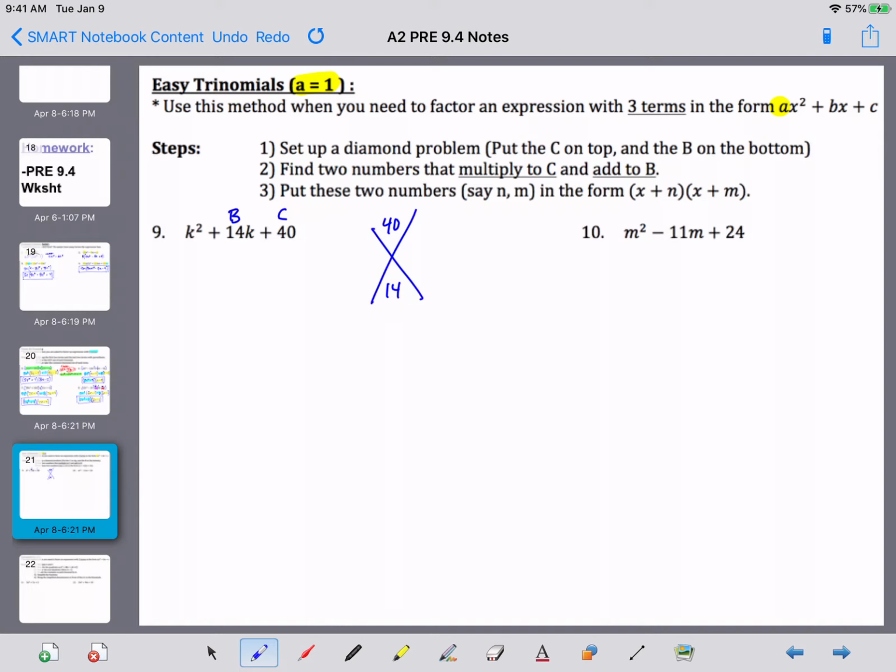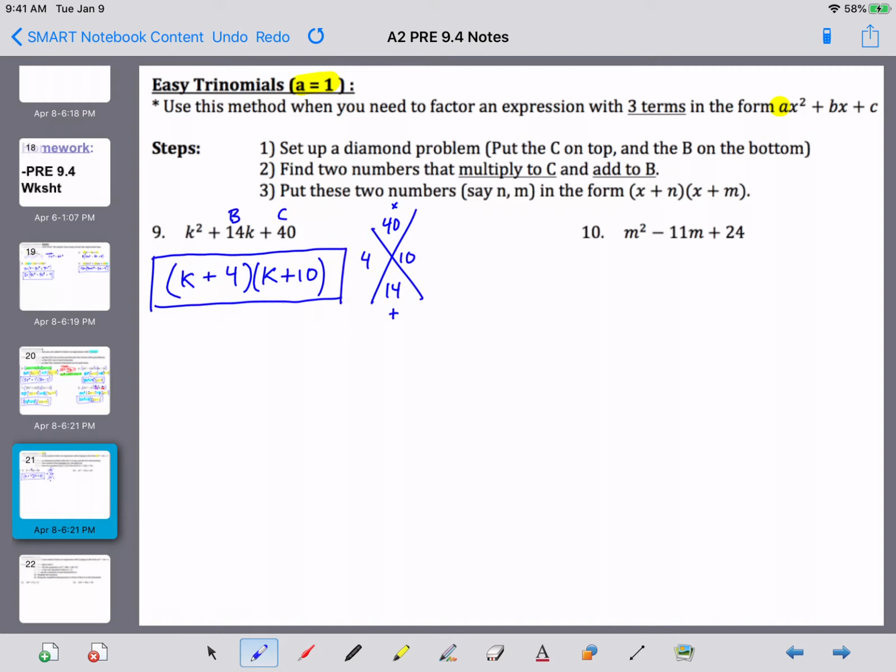And we're trying to find two numbers that multiply to give us 40, and then they're going to add up to 14. If you need to use your factor chart, hopefully you have that handy. If you Google factor chart, you can also find a bunch of options there. But this one's not too bad. I know that 4 times 10 is 40, and 4 plus 10 is 14. So this factors into k plus 4 times k plus 10. And then that's it. We're done.